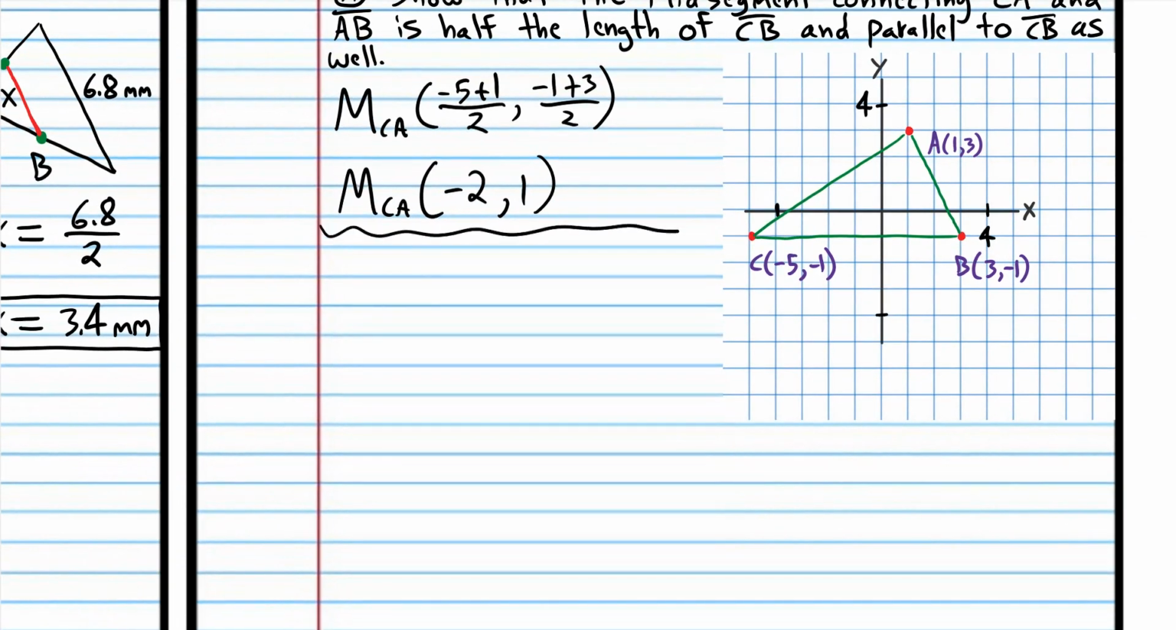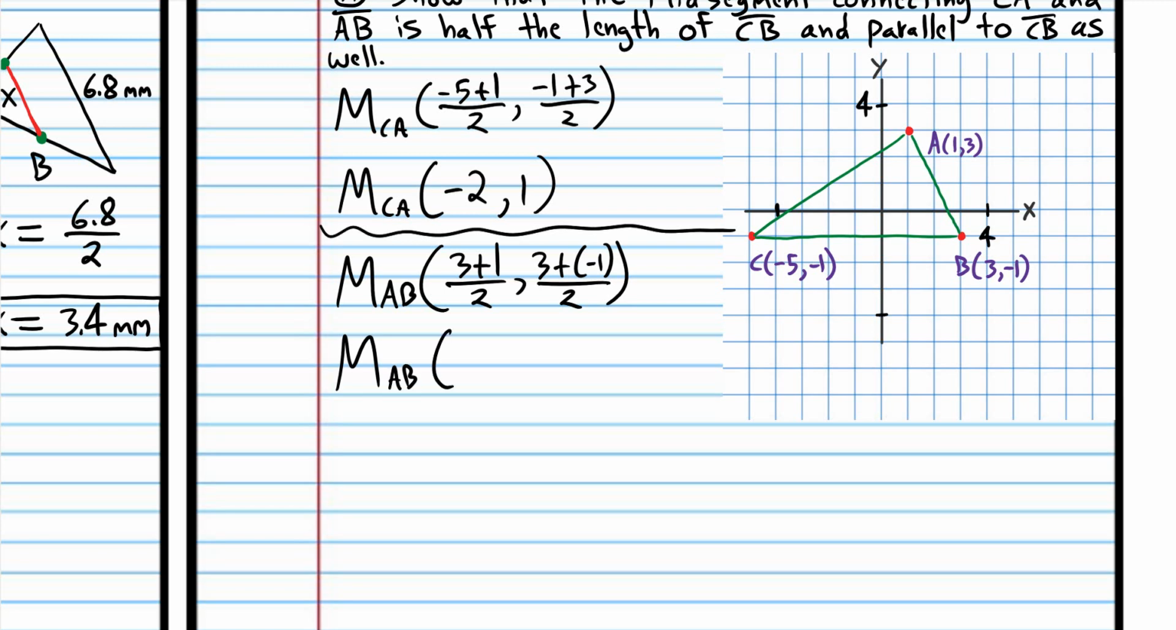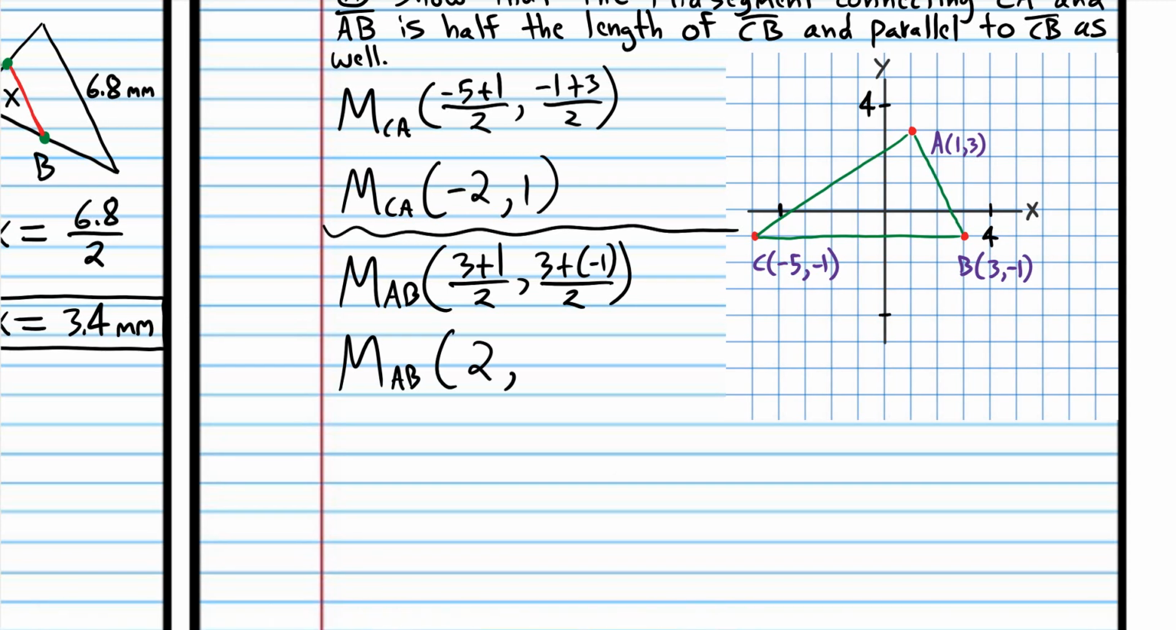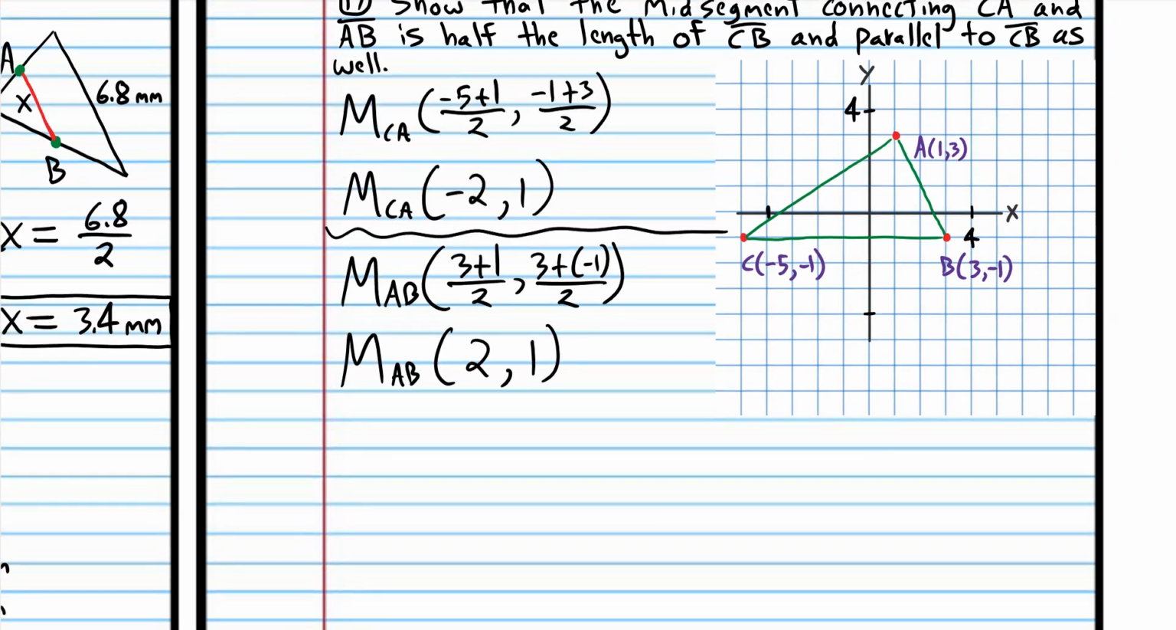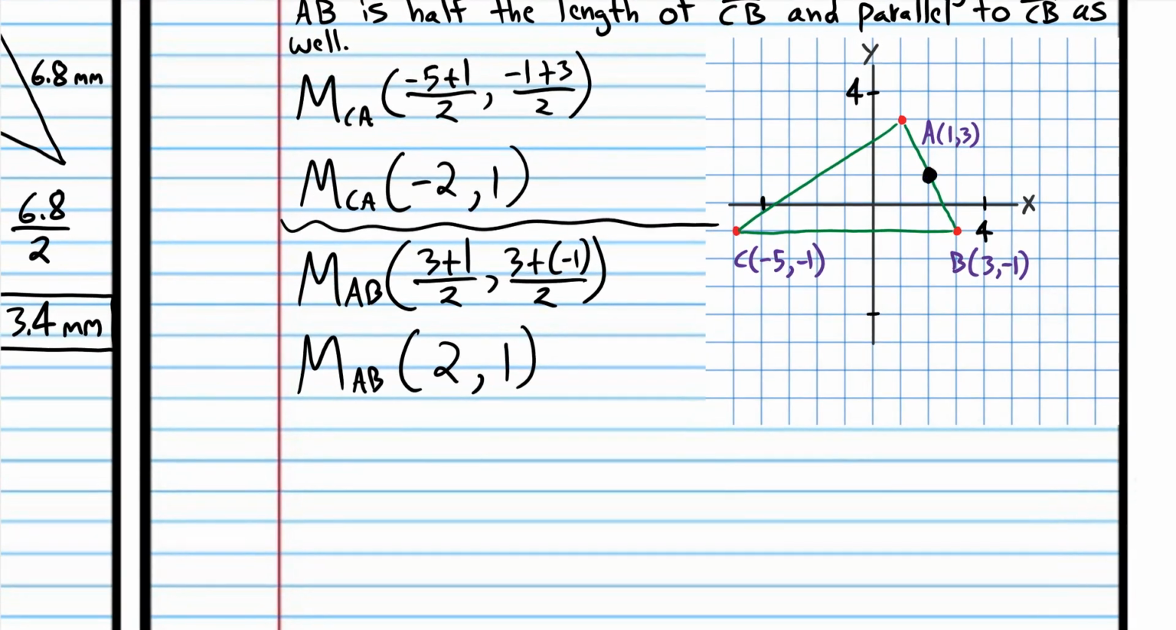All right. So now we're going to find the midpoint of A and B. So the midpoint of AB is, add the x values, 3 plus 1 over 2, and add the y values, 3 plus -1, divide by 2, and the midpoint is going to be 2 and 1. So 2 and 1 would be about there. So that's what we'd expect.